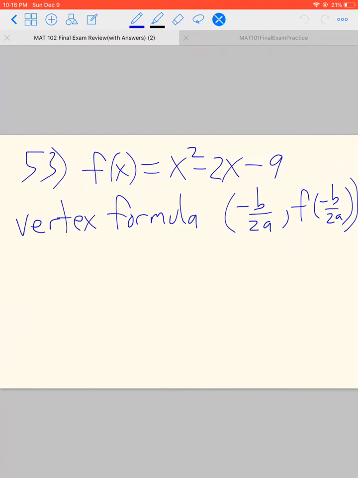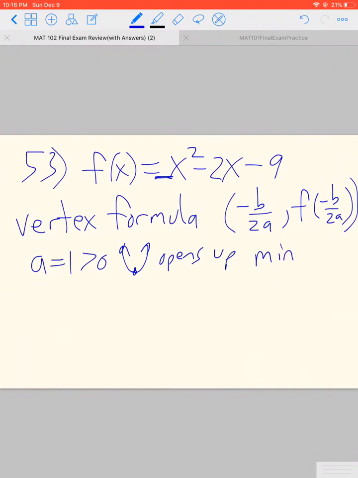In 53, they want us to determine whether the function has a max or min and then to find it. First thing we want to do is figure out how this thing opens. Here, the value for a is equal to 1 which is positive, which means that this thing is going to open up. Whenever a parabola opens up, the vertex turns out to be a minimum value. So this quadratic would have a min value.